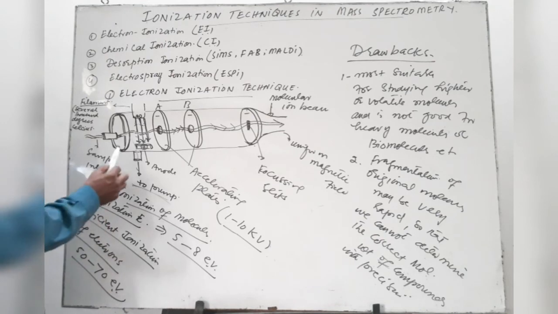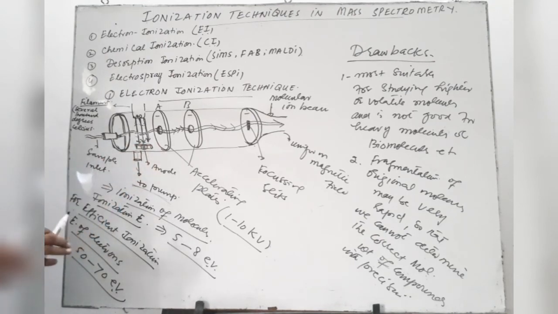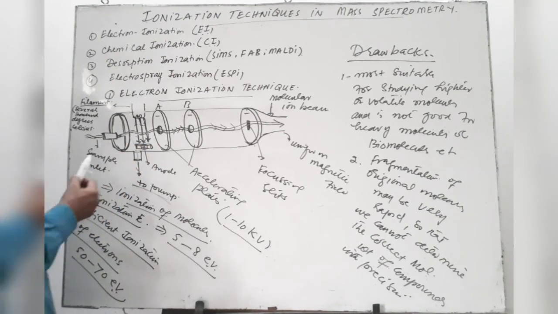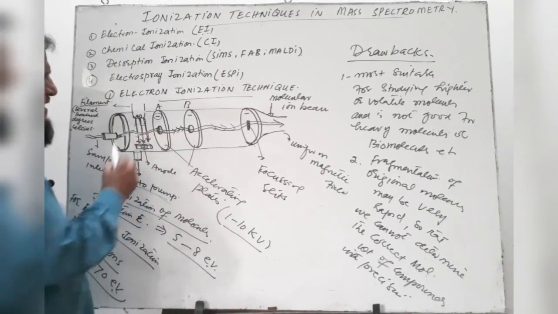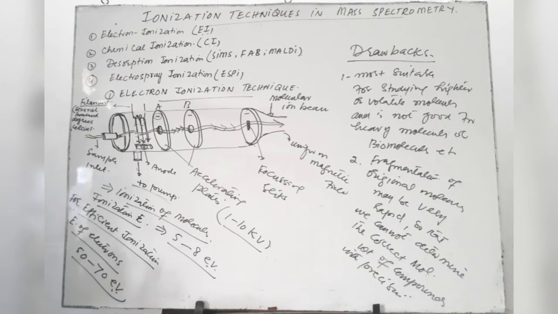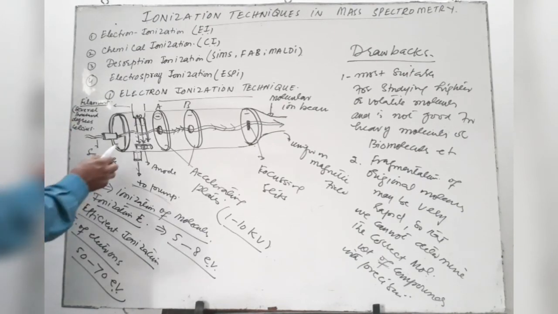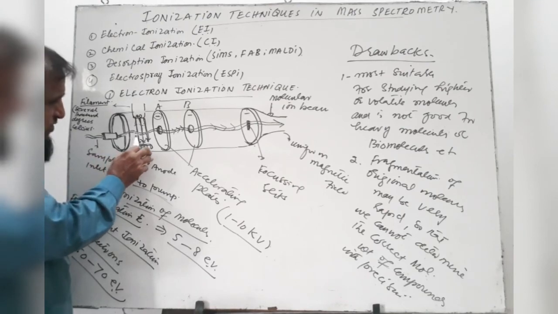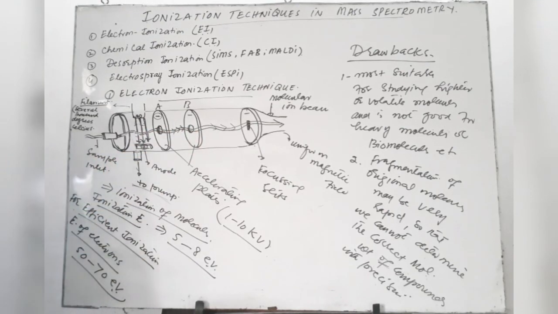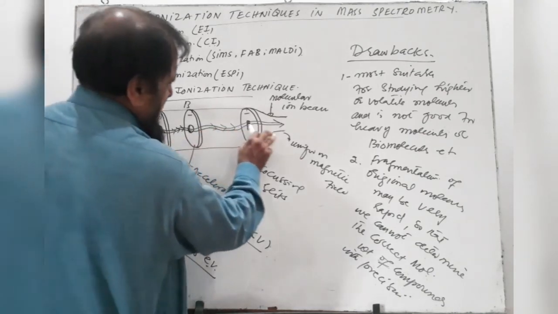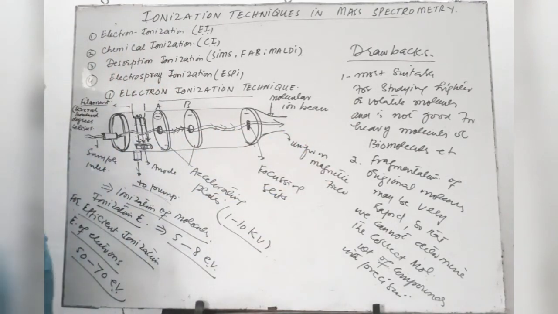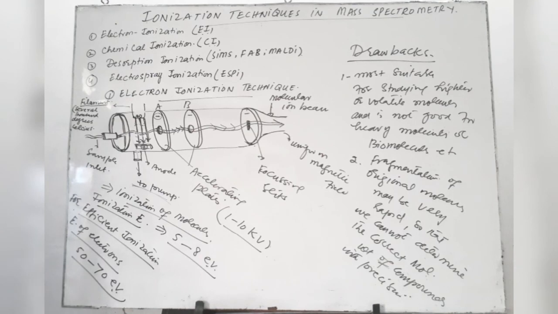To study the molecular mass of these anions, we change the polarity of the accelerating plates as well as the repeller plates. When we have negative molecular ions, the repeller plates are made negatively charged and the accelerating plates are made positively charged, so that the same process will occur. The negative molecular ions will be accelerated by the positive plates and then deflected by the magnetic field.